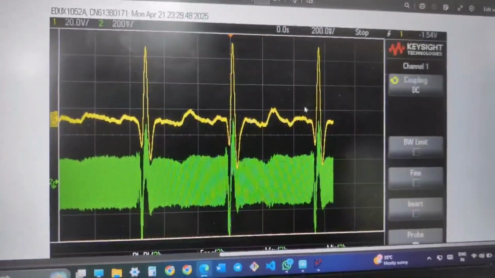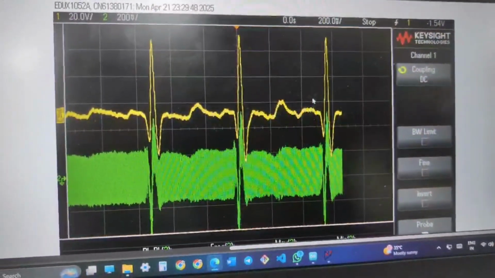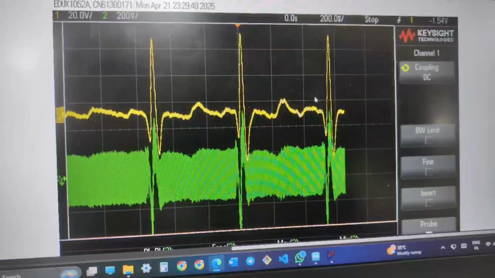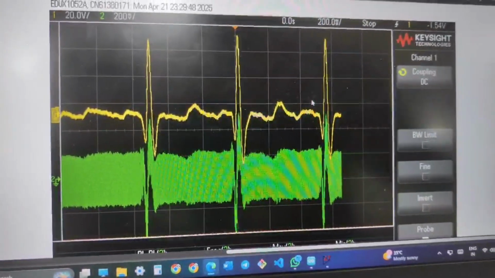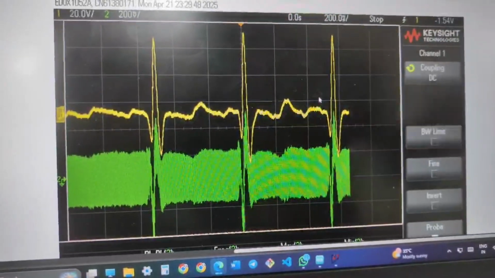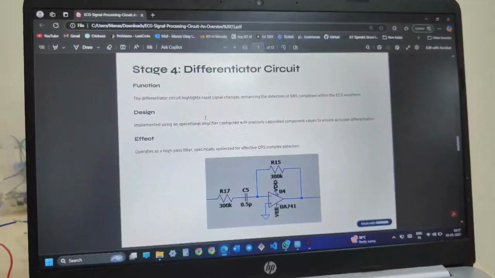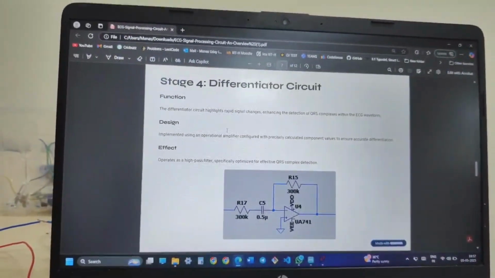And this is our time domain output after the low pass filter. The green one represents the raw ECG signal which was taken into our circuit as an input, and the yellow one represents the denoised signal which we are getting as output after our low pass filter. After the low pass filtering, we now move on to the differentiator circuit.